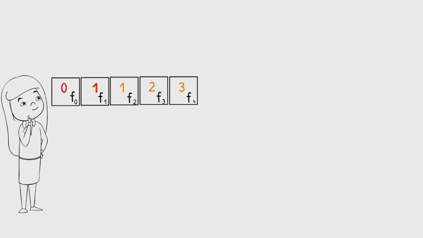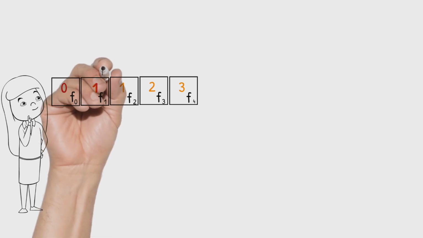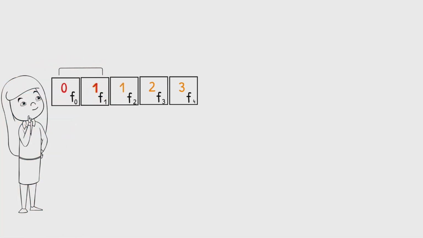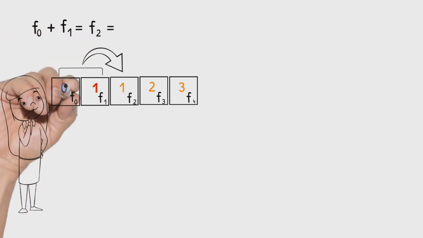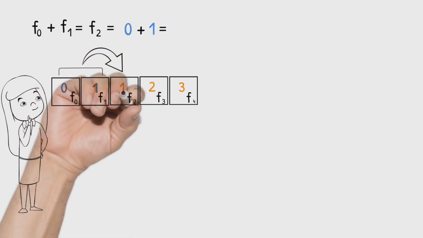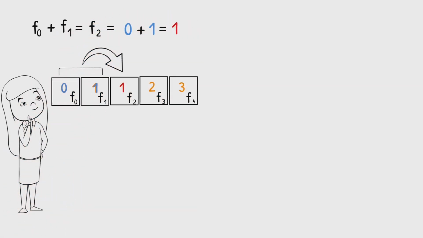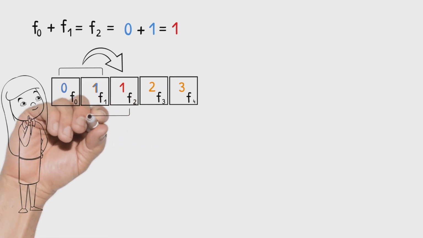Getting the rest of the Fibonacci numbers is also quite simple. Each Fibonacci number is the result of adding the 2 previous Fibonacci numbers together. So this means that to get F2, we just need to add both F0 and F1 together. And to get F3, we just need to add F1 and F2 together, and so on and so forth.